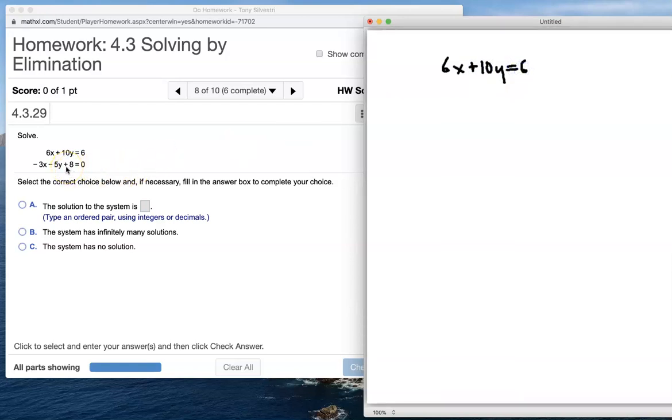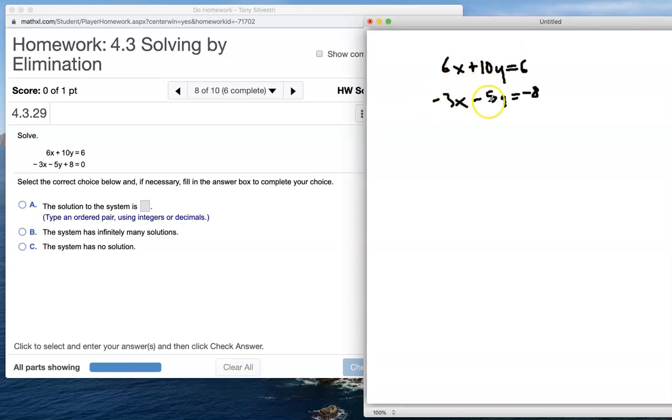This bottom guy doesn't look right to me because that 8 is not in the right position. It's got to be on this side with all the rest of the normal numbers with no variables. I'm going to subtract 8 on both sides. If I subtract 8 on both sides, that goes away, and I have a negative 8, 0 minus 8 on this side. And over here I have a minus 3x, a column of x's, and a column of y's. Okay, so it's looking better.